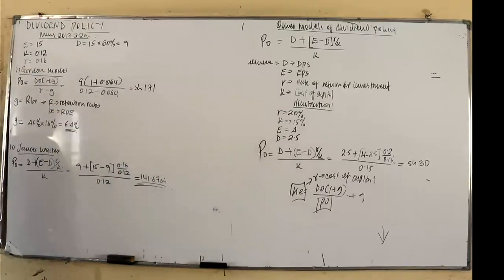Good. In your notes, James Walter is there. Gordon is not there, so you can copy that for Gordon in your notes.